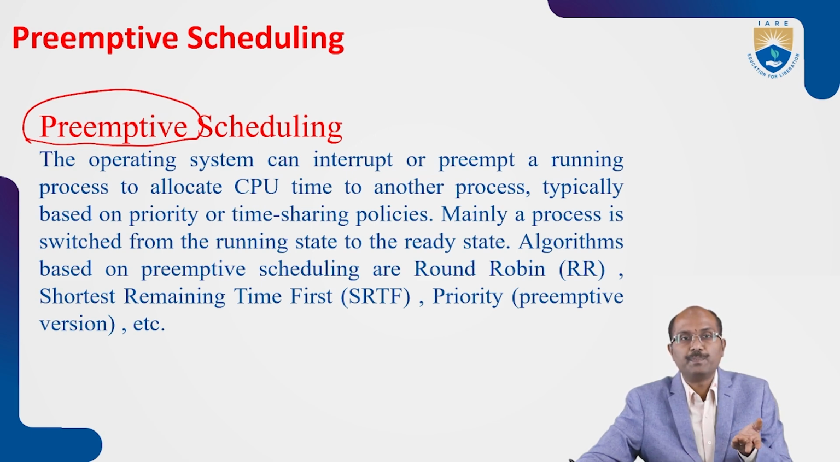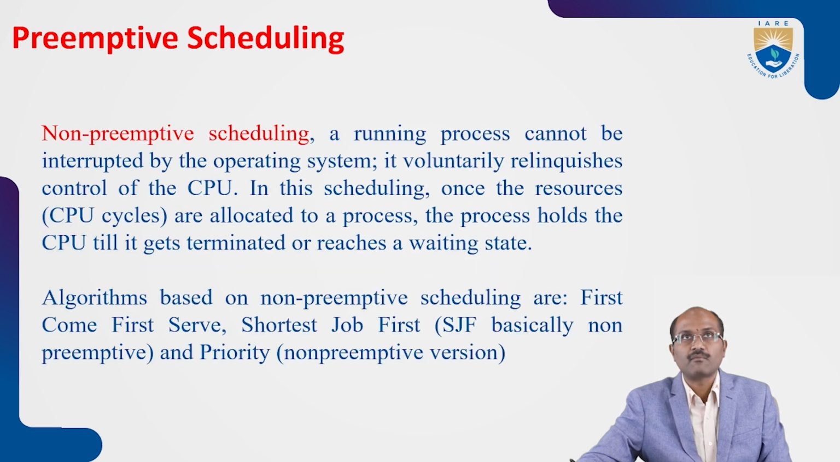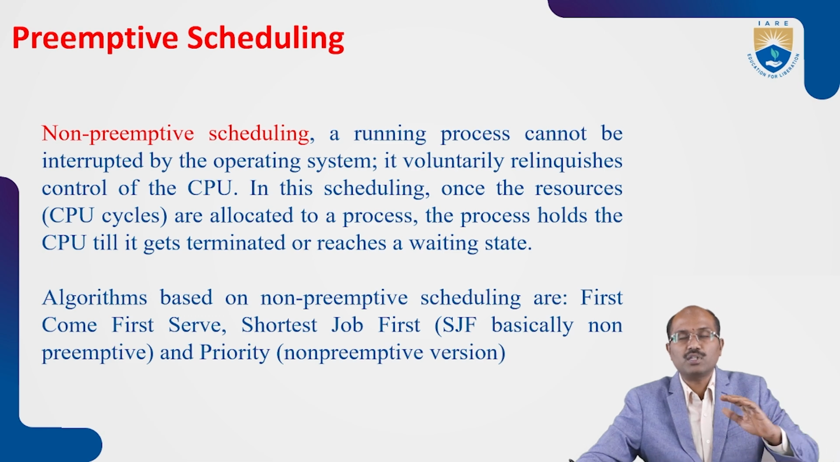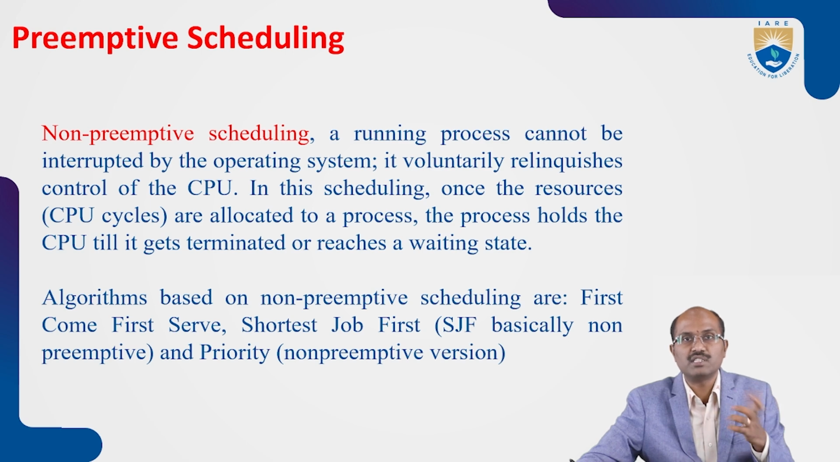So priority scheduling and preemptive scheduling are almost similar. Non-preemptive is different in nature: a running process cannot be interrupted. Once the process is submitted to the CPU, it executes completely, and then it can switch to the next process by voluntarily relinquishing control of the CPU. Once the CPU is allocated to one process, the process holds the CPU until it terminates or reaches a waiting state. Algorithms based on non-preemptive scheduling are first come first serve and shortest job first. Priority scheduling has a non-preemptive version and also a preemptive version.